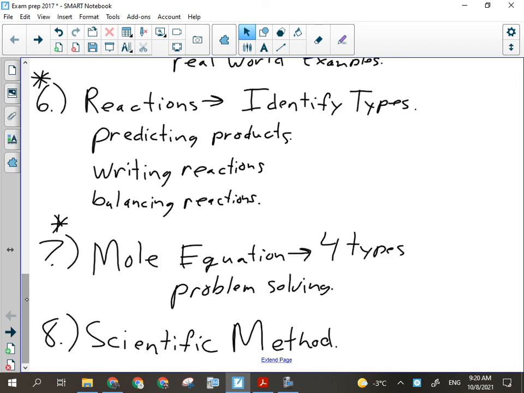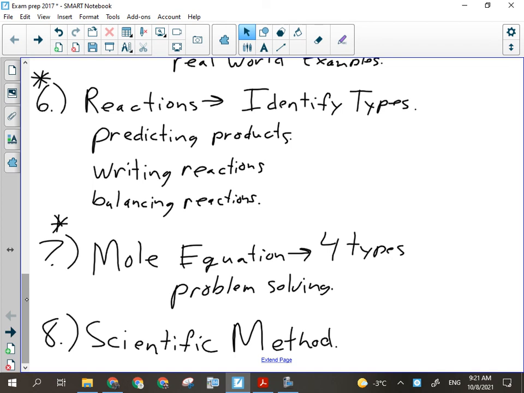And what I mean by your skills would be being able to identify reaction types, being able to balance a reaction, predict the products, write it out, okay? Be able to name and write chemical formulas, that stuff. Those are your skills, okay? You gotta be able to do those things, right?